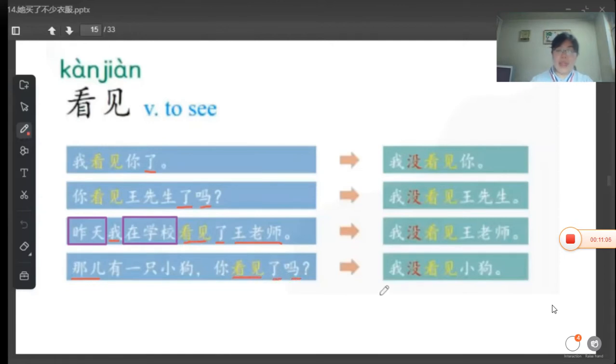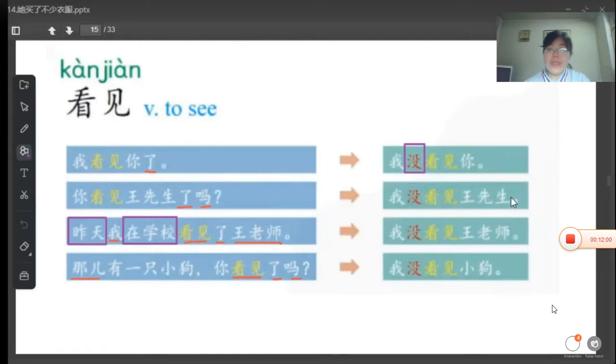These four sentences all use the positive form. On the contrary, we can use the negative form. So about the le sentences, if we want to use the negative form, we must add méi before the verb and then omit le. These four negative sentences don't have le. 我没看见你。I didn't see you. 我没看见王先生。I didn't see Mr. Wang. 先生 means Mr. or Sir.